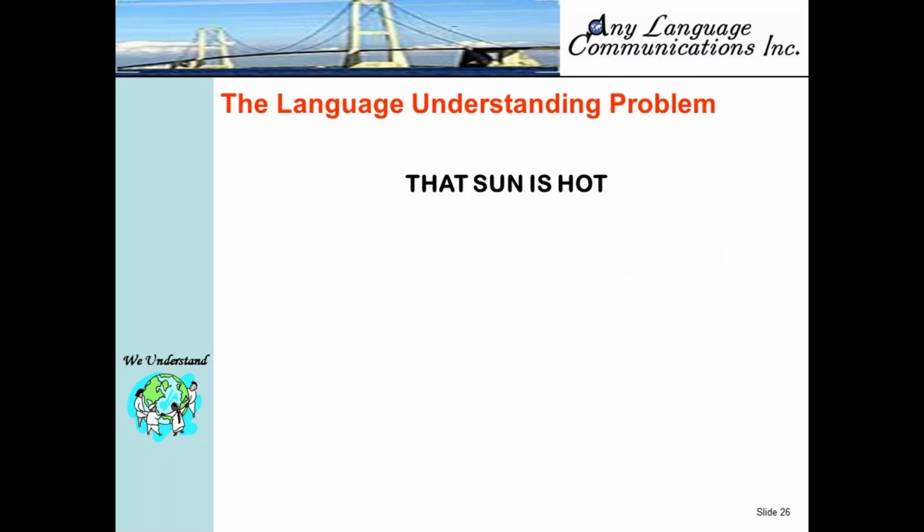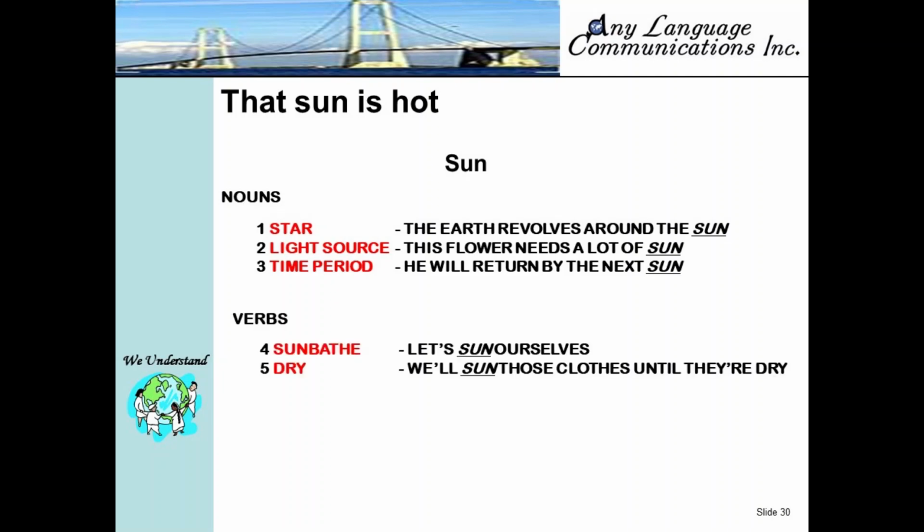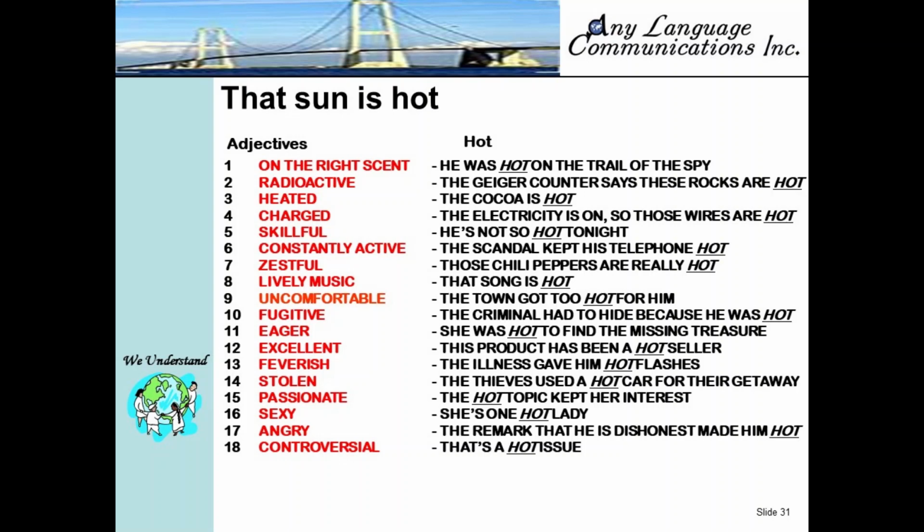Here's an example. When you see this sentence, you know what the words mean, irrespective of how you do it. What about this sentence? What do these words mean? Actually, they're the same sentence, with T's replaced by G's, and so forth. But language is more complicated than that. In "that sun is hot," sun can be any of these three nouns, or either of these verbs. And hot, which is an adjective, can have any of these 18 meanings.